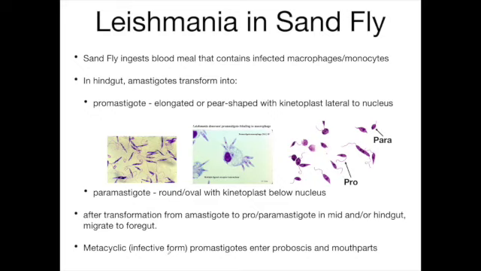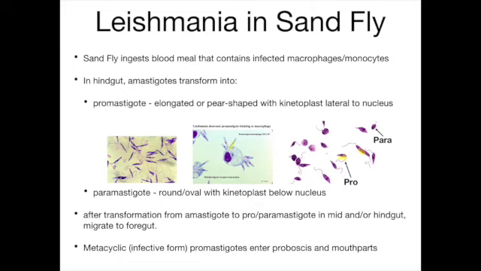Once in the hindgut, the amastigotes will start to transform, and they're going to change into first a promastigote. So that's what we've got over here. We have promastigotes here. They're very elongated, they're pear-shaped, and their kinetoplast is lateral to the nucleus. So here is the kinetoplast down here, and here we have the nucleus. So they are lateral to each other. Here's our promastigote here. Okay, this would be a promastigote, and then we have the paramastigote over here.